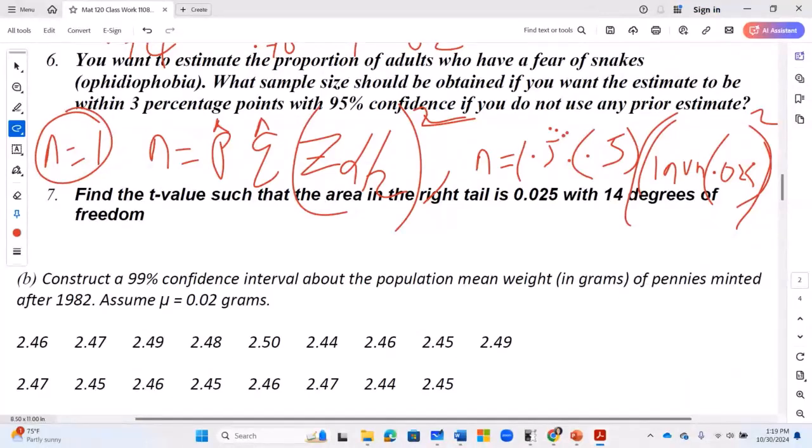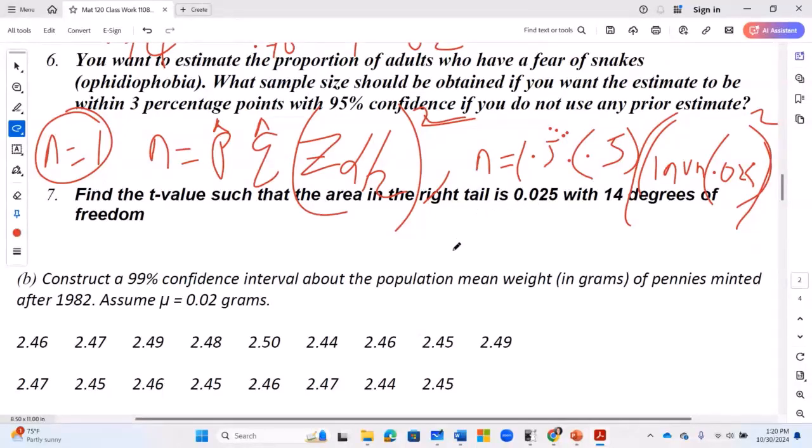Okay, number 7: find the t-value such that the area in the right tail is 0.025. So this is still a t-value. In the next class we shall be doing confidence intervals for t. I'm not looking for a confidence interval right now; I'm looking for a critical value. So find the t-value such that the area to the right is 0.025. I can find the area to the left and then change the sign. That's what I'm going to do.